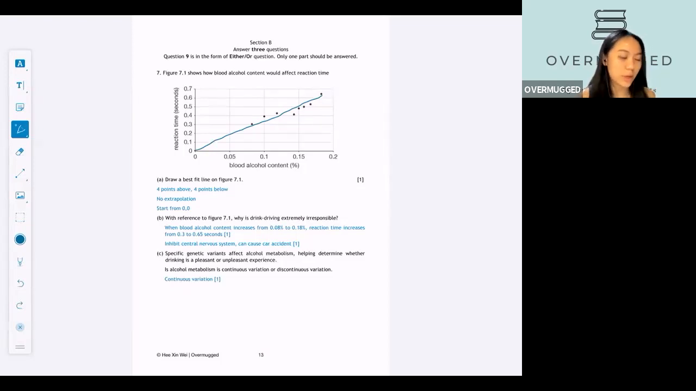Data question, why is drink driving irresponsible? Because as alcohol content increases, your reaction time increases, so it can cause car accidents.